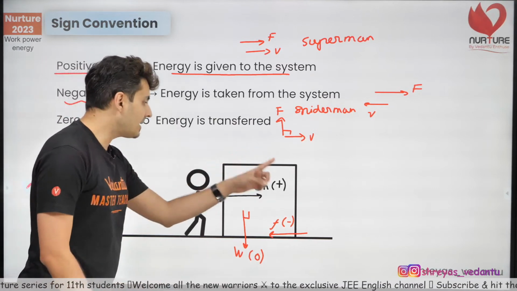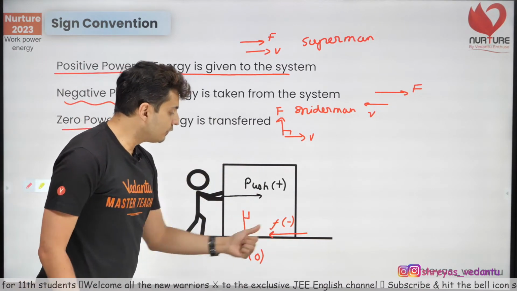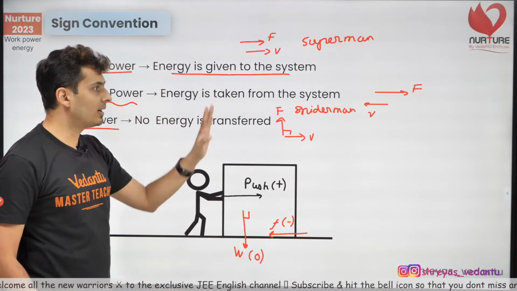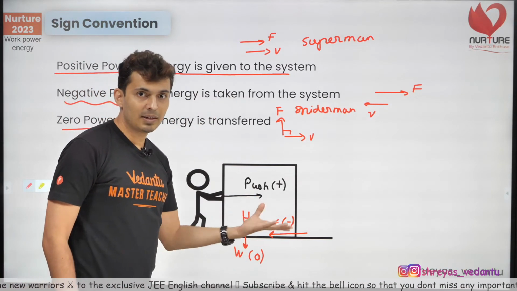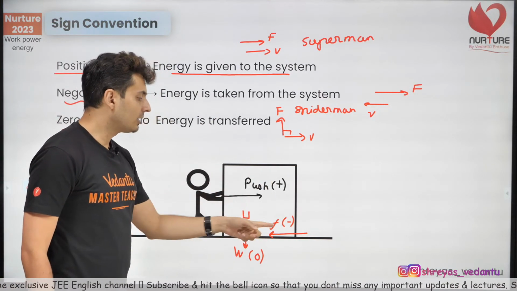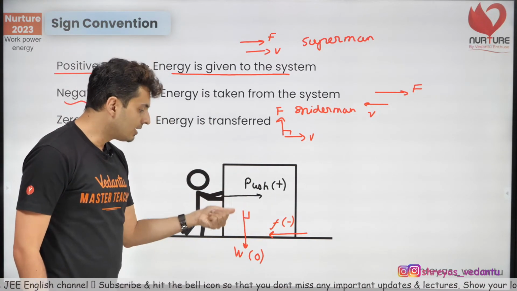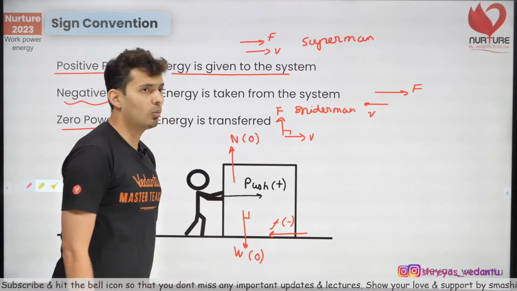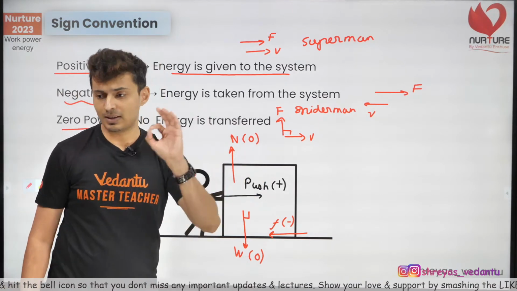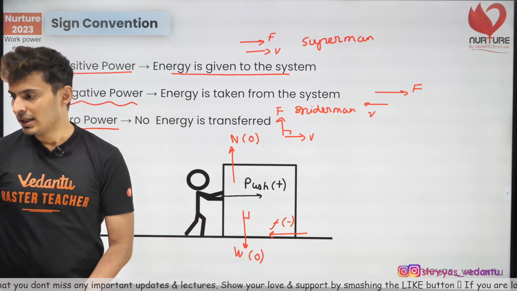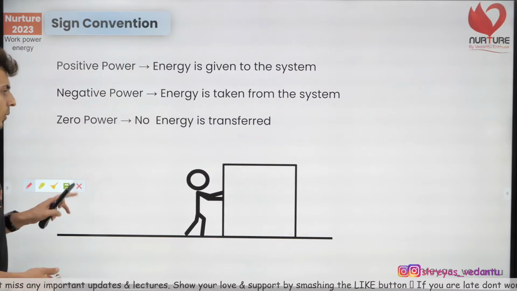So you can see the same body has multiple forces acting on it, and each force has a different power which is being given or taken from the system. The push is doing positive, the friction is taking away, so negative. Weight, or even the normal for that matter, will do zero work, or it will deliver zero power. I hope this is clear. Let's get moving to the next one.